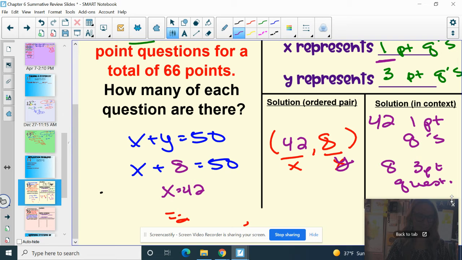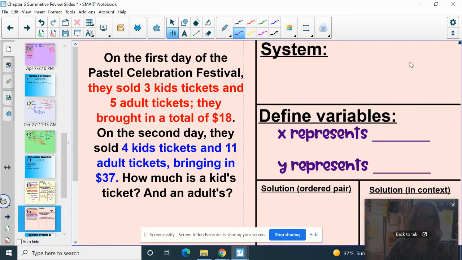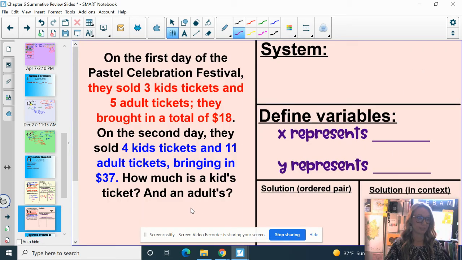Okay, let's try another solving a system application problem. On the first day of the Pastel Celebration Festival. Now, Miss Clay's kids, we call Mr. Patel Mr. Pastel because we just do. And it's his celebration festival. So on the first day, they sold 3 kids tickets, 5 adult tickets, total $18. Wow, big day. On the second day, there were 4 kids tickets, 11 adult tickets, making $37. How much is a children's ticket? How much is an adult ticket?